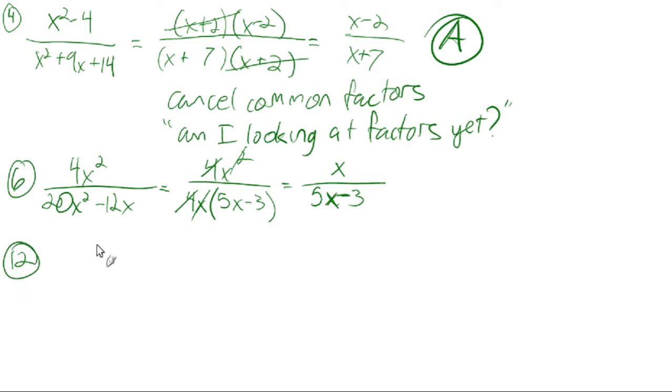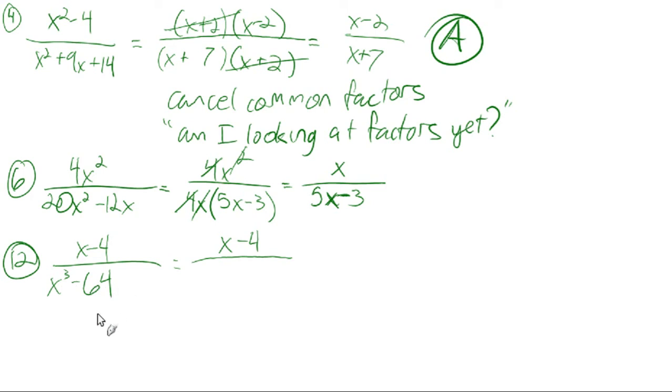Number 12, x minus 4 over x cubed minus 64. Okay. Well, x minus 4 is not going to be factored in any way. It's not factorable. You can't factor out a common factor. You can't factor it at all. I don't know how many times I can say the same thing.